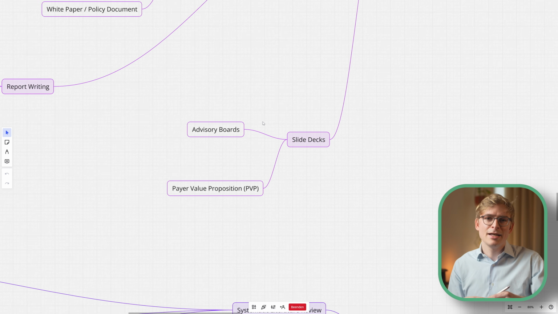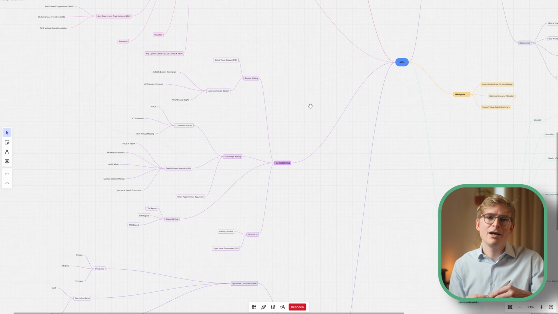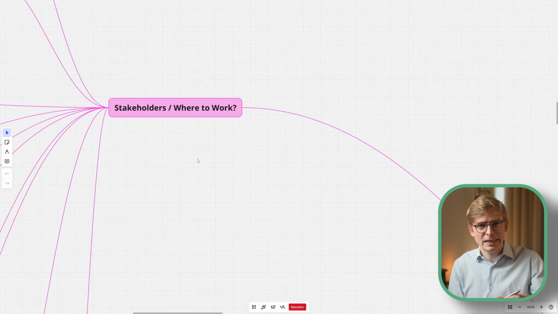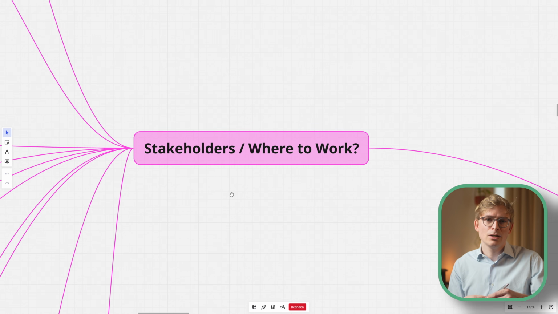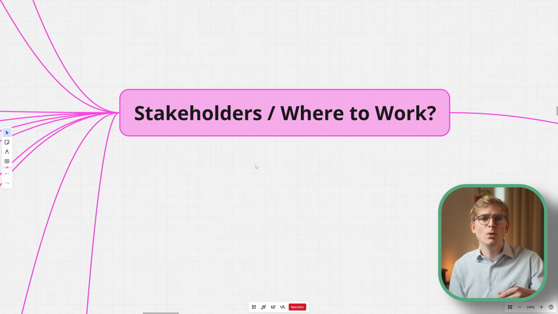If we take a look again at the wider context of the HEOR mind map, you can see that one aspect we haven't covered so far is the stakeholders which are involved in the HEOR space. I wanted to look at HEOR stakeholders separately, as this provides a great opportunity to provide an overview of potential employers for people interested in a job in HEOR. So let's walk through them one by one.